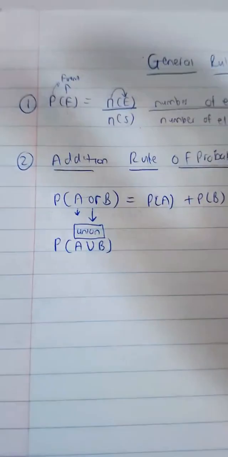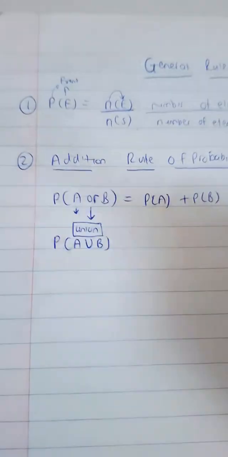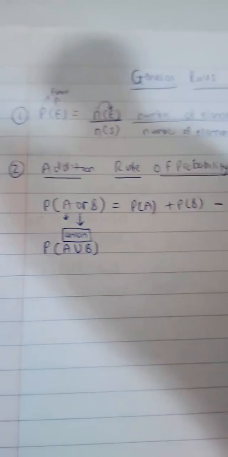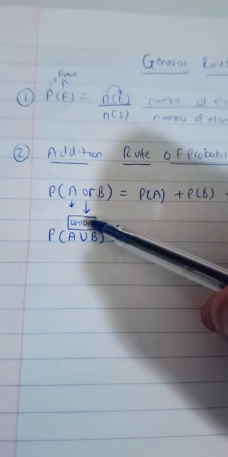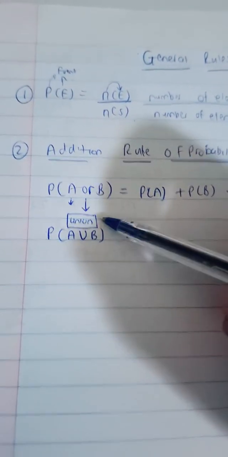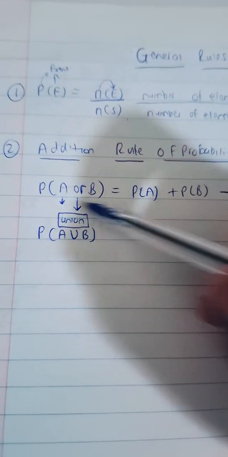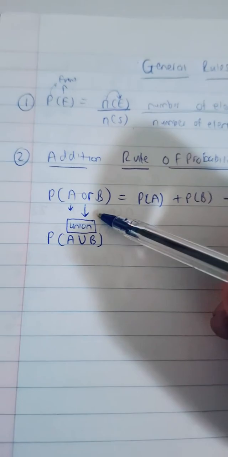Now guys, when we talk about things that are united, it's like the total of what we have. So the union is everything. It's like the total, the sum.